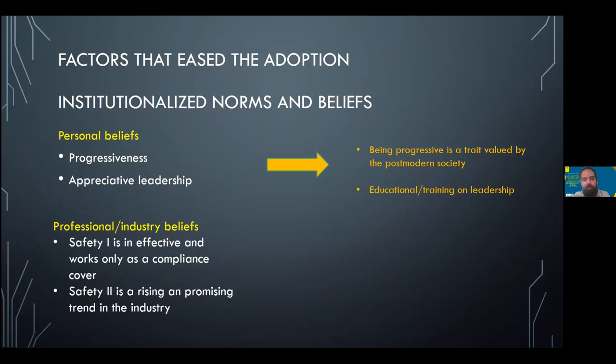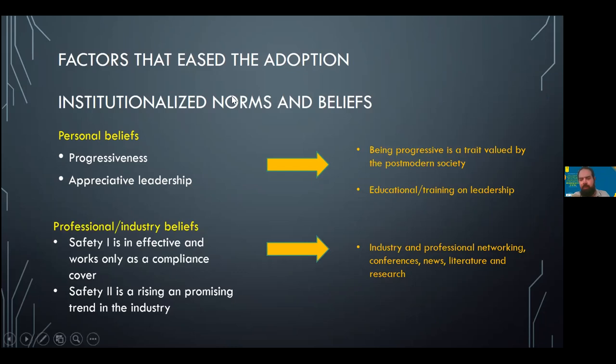So the professional beliefs about Safety 1 and Safety 2 actually helped the managers accept the idea of adopting Safety 2. As I said, Safety 1 was looked at as very negative, and this happened through professional networking and because of the literature. All these venues helped reinforce these ideas about Safety 1 and Safety 2 and see the discrepancy between both of them.